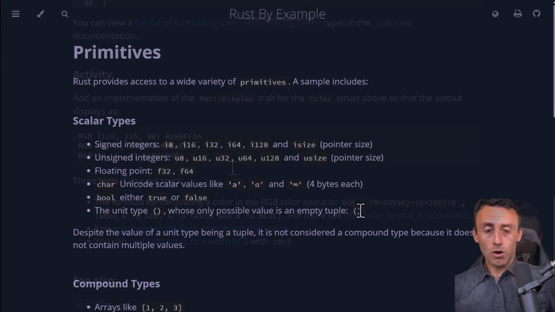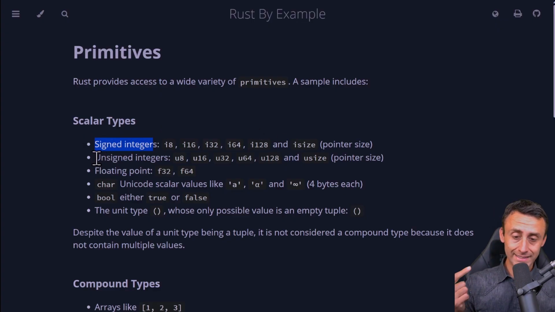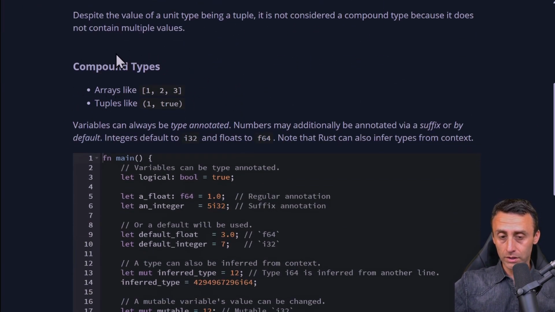our lesson. Now let's start with primitive types. Okay, I think this part is very, very important. Rust provides access to many primitive types. There are some scalar types, signed integers, unsigned integers, floating point, a char, Unicode scalar value, a bool that can be true or false, not capital, and it also has this unit type whose only possible value is an empty tuple. Those are scalar types. There are also in Rust something called compound types, like arrays and tuples, and all the variables can be type annotated.